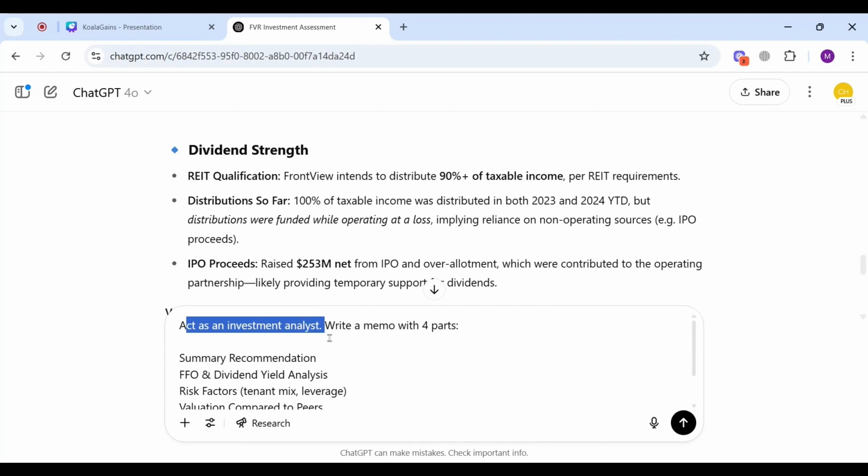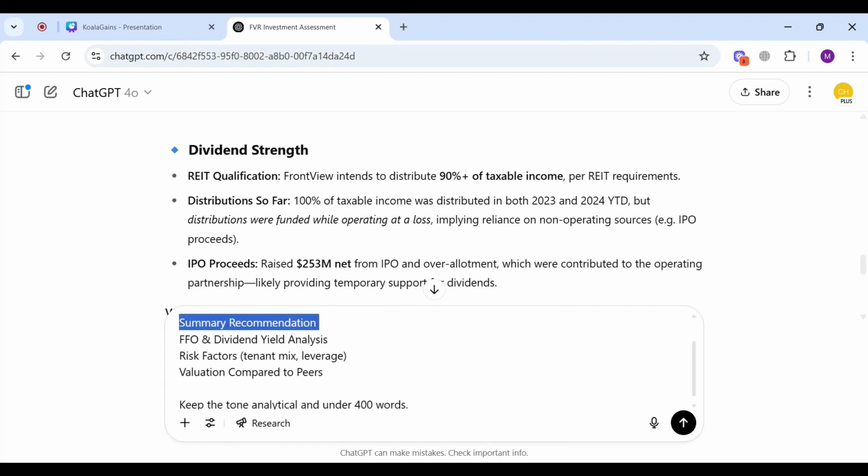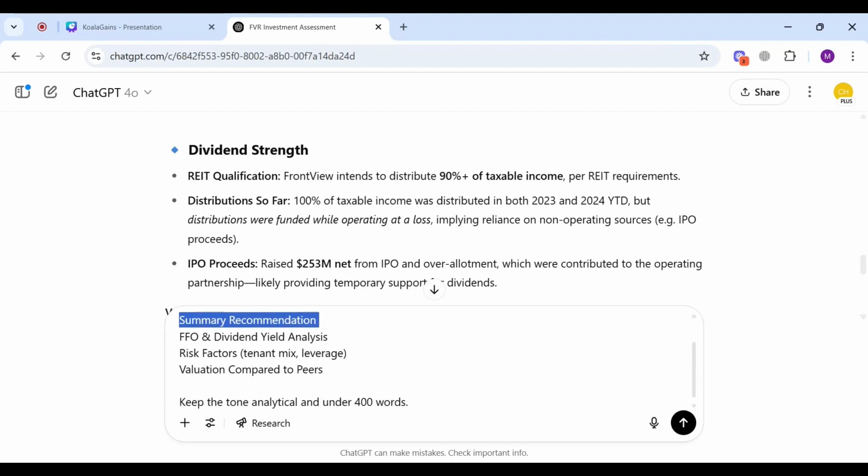I ask it to write an investment memo with 4 parts. The first part is going to be a summary recommendation, where it recommends something about this REIT, whether I should invest or not. The next part is FFO, which tells me about the cash earnings of this REIT, and the dividend yield analysis, which shows what portion of the total cash earnings they are paying out to shareholders. Any risk factors that could affect its dividend. Also, I need a comparison to see if there are other REITs paying better dividends than this one. I want it to stay strictly analytical and keep the memo concise.